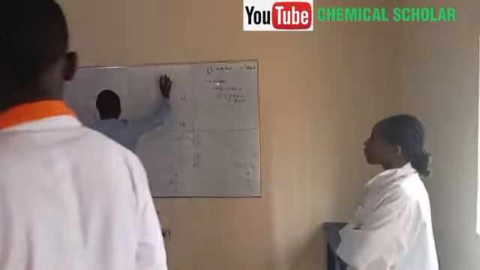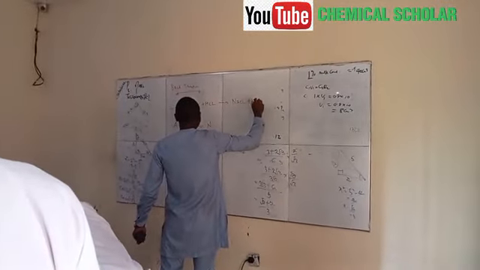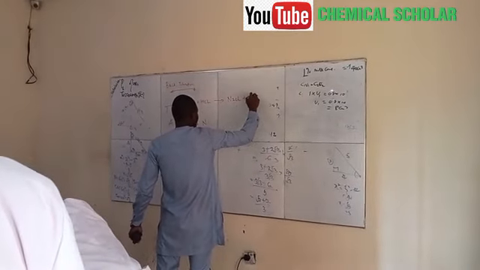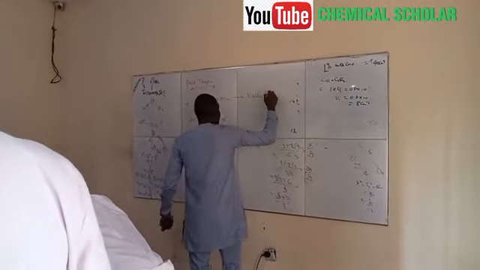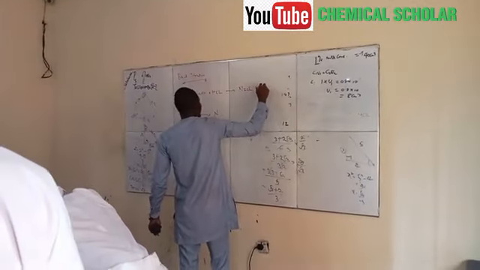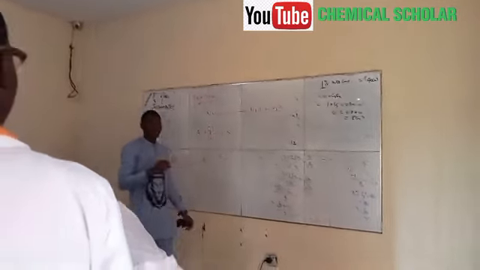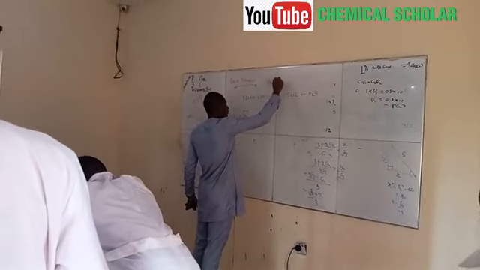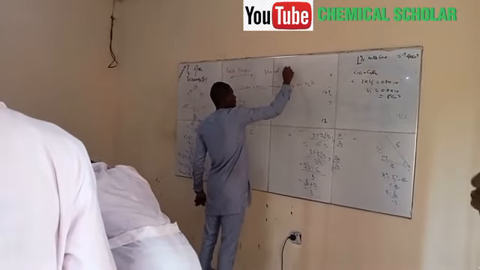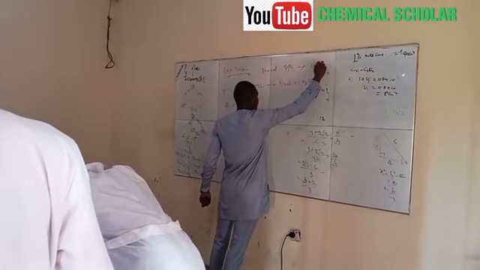We expect, when we are using an indicator, which indicator do we want to use? Say phenolphthalein, right? Phenolphthalein, HCl plus water. So at the end of the reaction, phenolphthalein is which color in acid? Colorless, right? In acid, it is colorless.